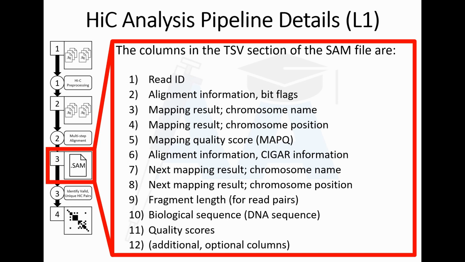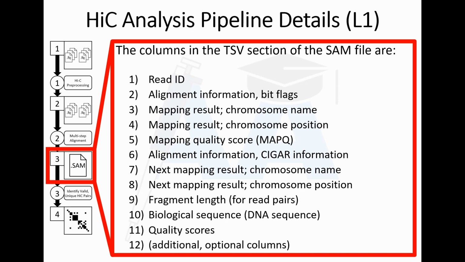The ninth column contains the fragment length of the sequencing fragment, which is only applicable to paired end sequencing, while the 10th and 11th columns contain the DNA sequence and quality scores of the read respectively. These are not always identical to that of the corresponding entry in the original FASTQ file. Some SAM files have additional columns with additional information, depending on which program generated them.